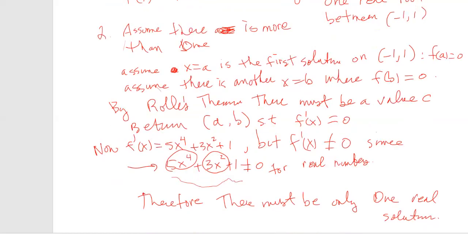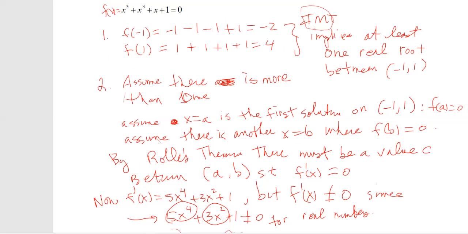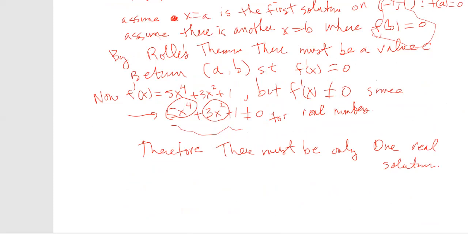So if that's a contradiction, then something must be wrong about our assumption. And that only assumption was that there was a second 0, a second root here. That means there must not be. And that means there must only be one. That's the end of that. There's only one.